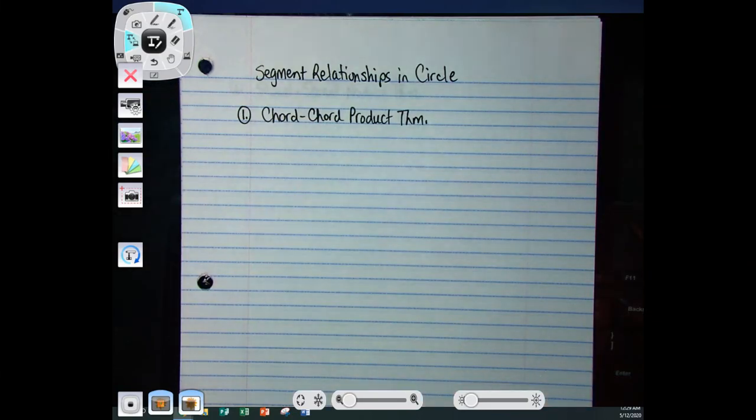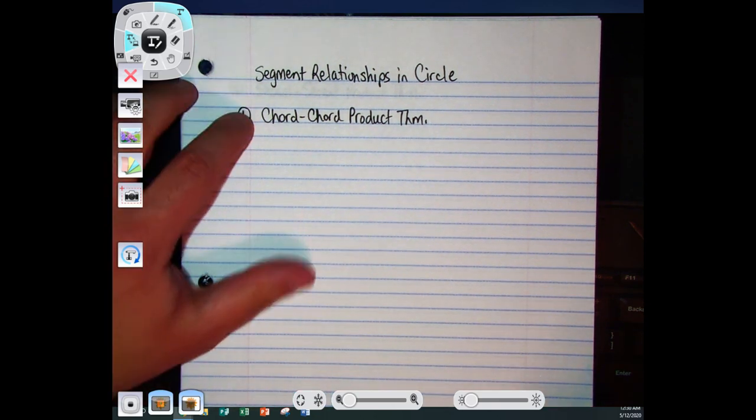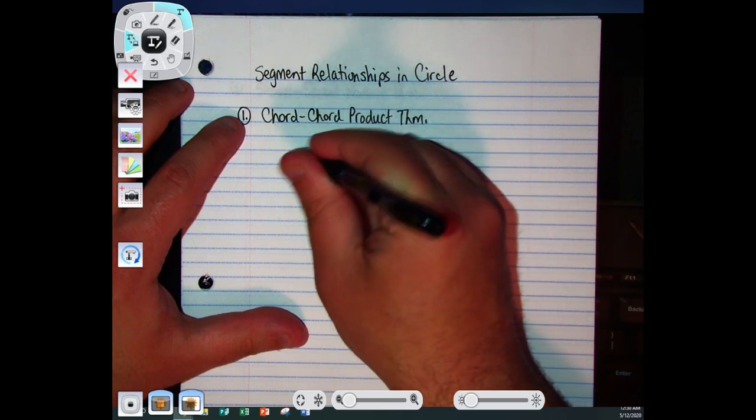Hello and welcome. In this video, we're going to be talking about segment relationships in circles. There are three basic theorems that we see pop up involving different segments with circles. The first one is called the chord-chord product theorem.